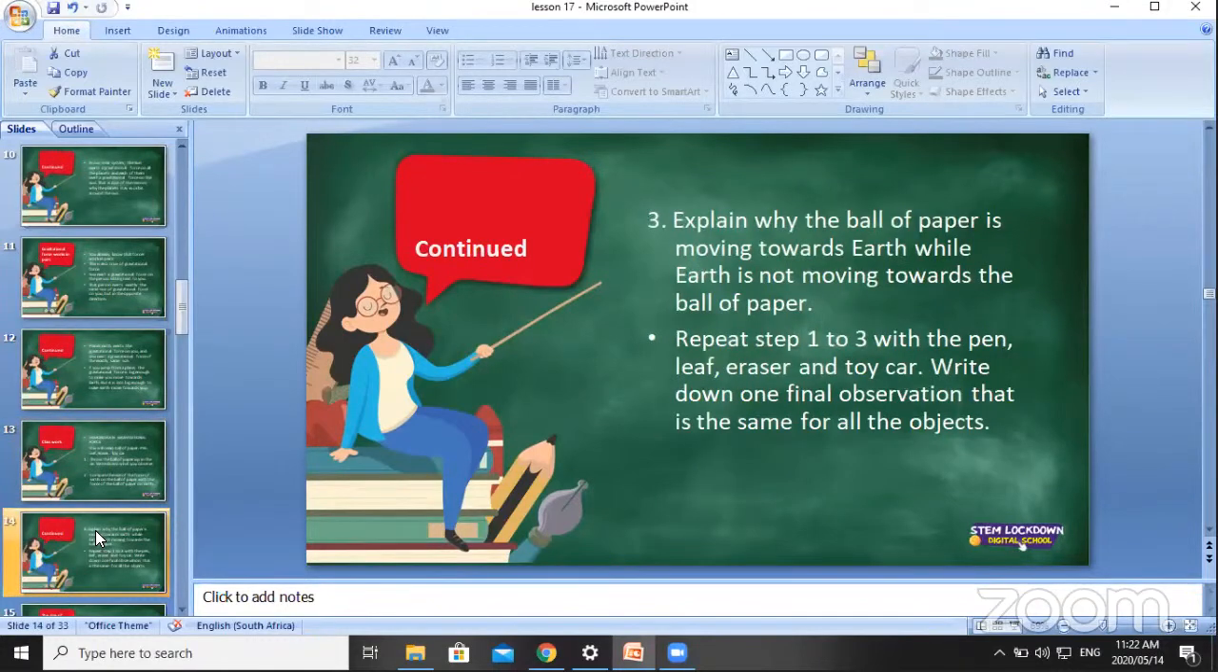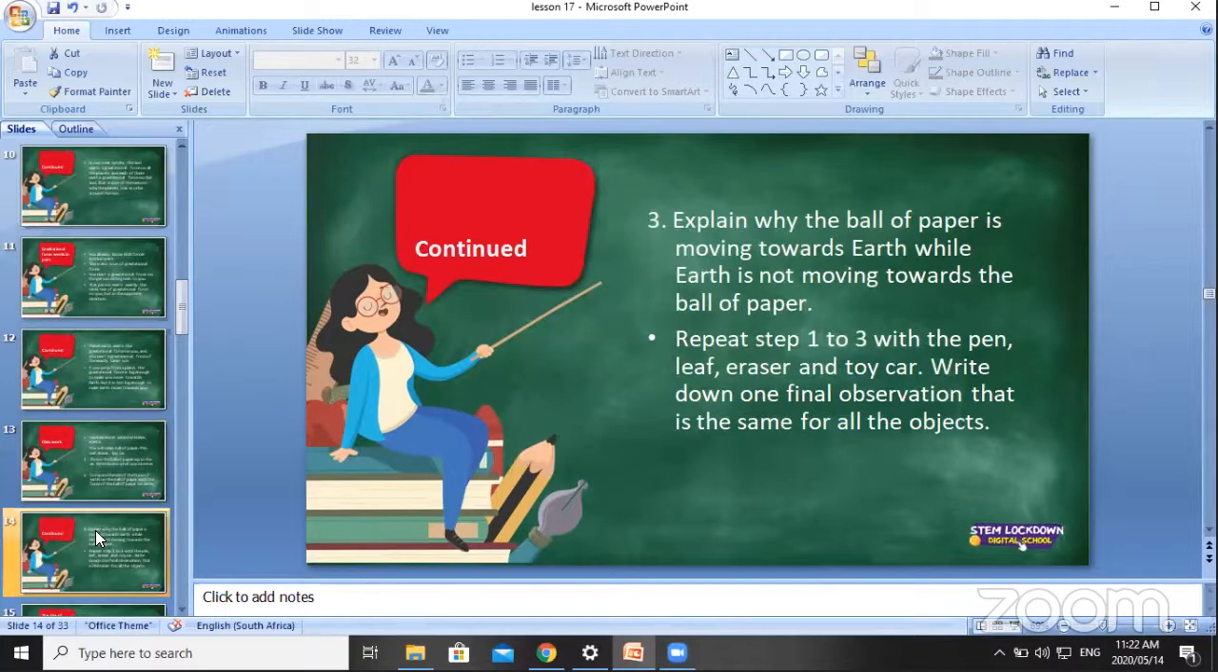So explain why the ball of paper is moving towards Earth while Earth is not moving towards the ball of paper. So now I've explained to you, the ball of paper is moving towards Earth because the force of gravity of Earth is higher or bigger than that of paper on Earth. Do you understand? Therefore, paper will always move towards Earth because the gravitational force of Earth is higher than that of paper. Are we clear?